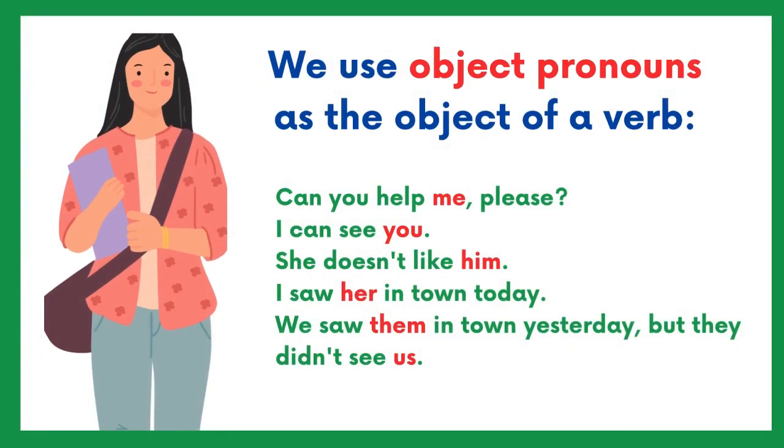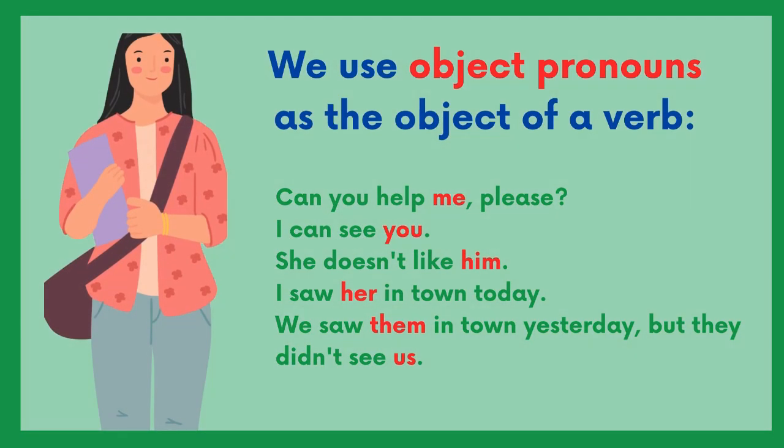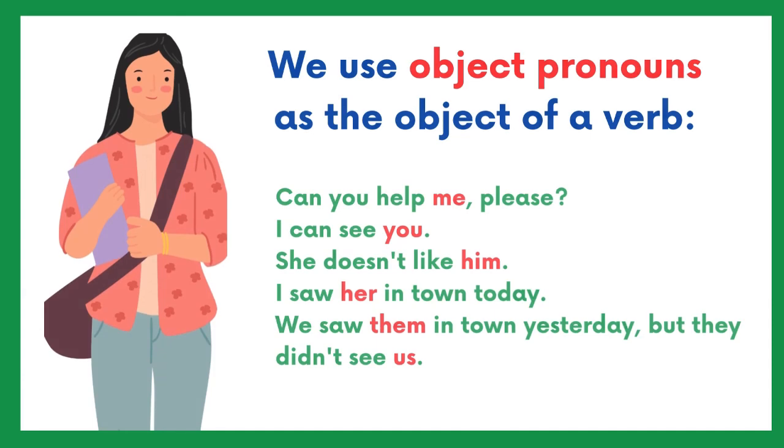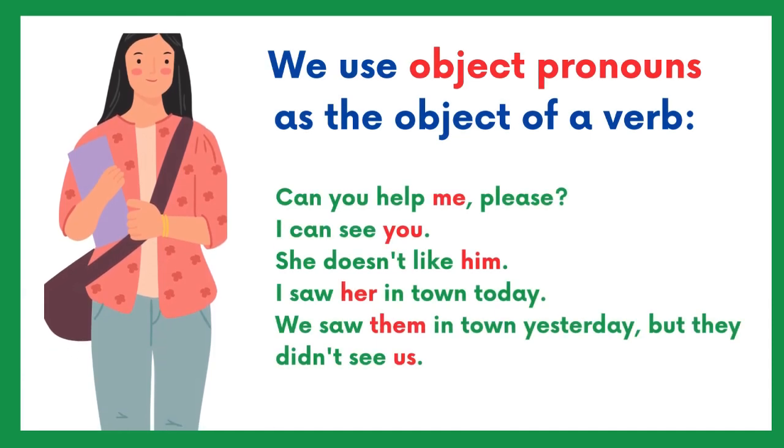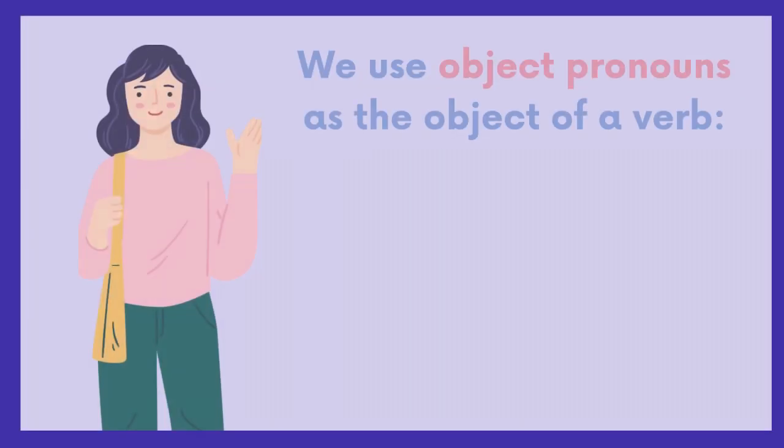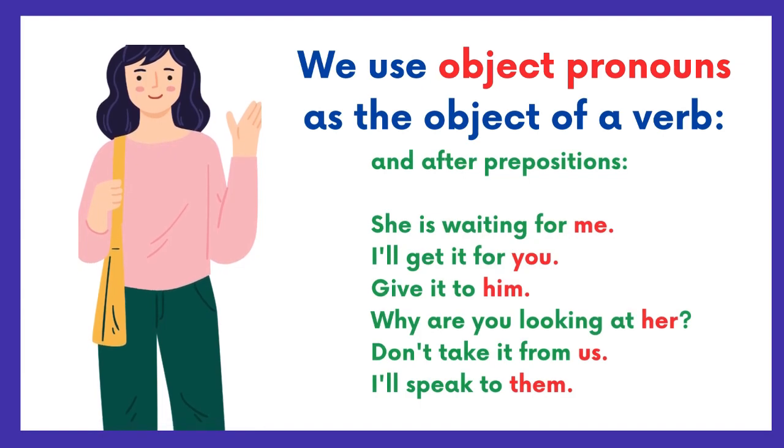We use object pronouns as the object of a verb. Can you help me, please? I can see you. She doesn't like him. I saw her in town today. We saw them in town yesterday, but they didn't see us.